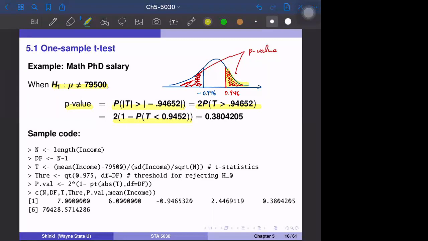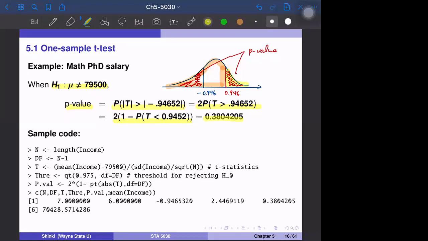So this yellow area is not directly calculated from our function, so we think about the complement. Then we subtract this from 1, and then we multiply this by 2. Then we get the p-value, and that is actually equal to 0.38.